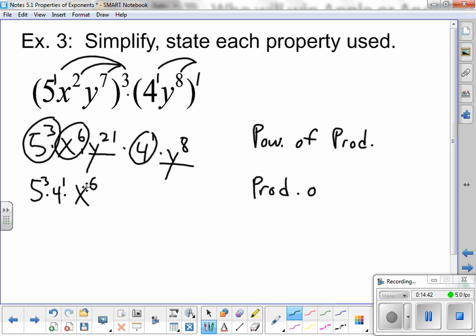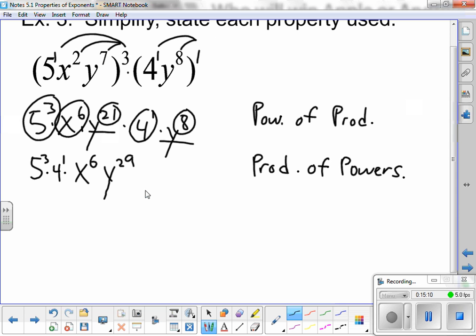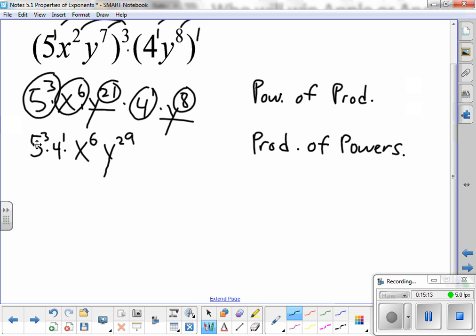So I'll start with product of powers. I didn't abbreviate that. So 21 and the 8. The question becomes, what do I do with 21 and the 8? Since there's no parentheses, I'm not multiplying, so I must be adding. So it should be y to the 29th. Now, if you think about this, that makes sense because this is 21 y's. If you were to expand it, there'd be 21 of these. Expand that, there'd be 8 of them, and you just count them all up, and you should come up with 29. Not quite done yet because 5 to the third times 4 to the first can be multiplied.